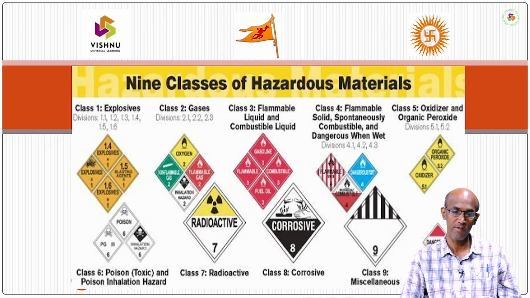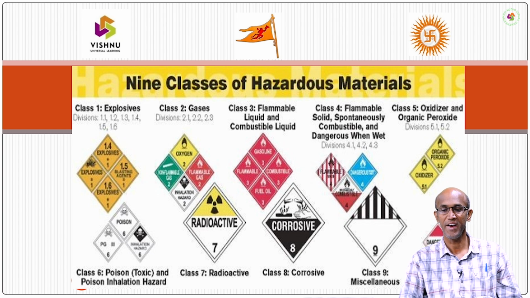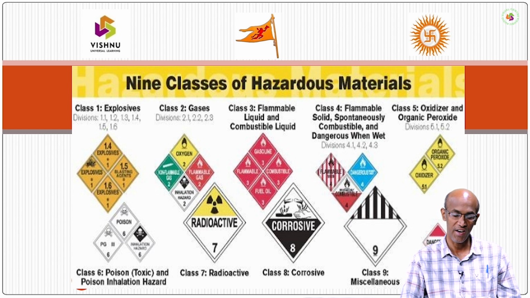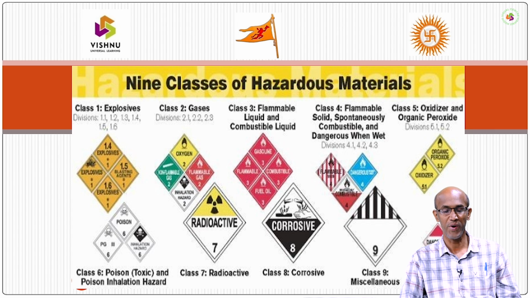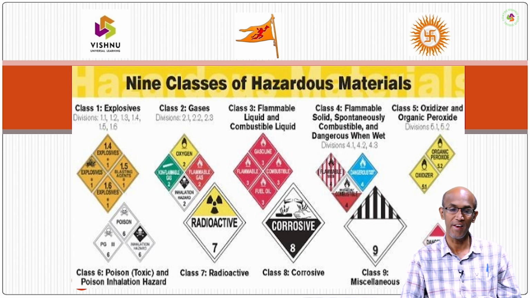Class 1 explosives, Class 2 gases, Class 3 flammable liquid and combustible liquid, Class 4 flammable solid, spontaneously combustible and dangerous when wet, Class 5 oxidizer and organic peroxide, Class 6 poison and poison inhalation hazard, Class 7 radioactive, Class 8 corrosive, Class 9 miscellaneous. So thus the hazardous materials are classified into 9 different classes.